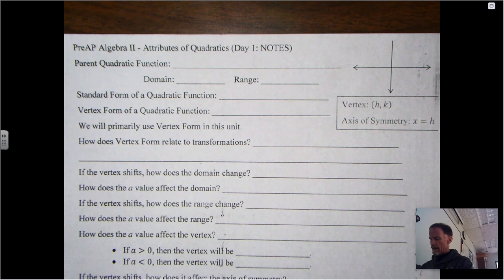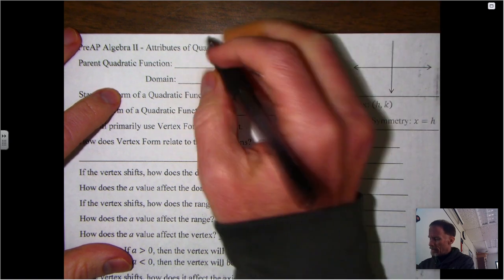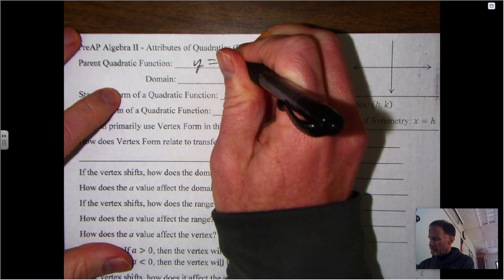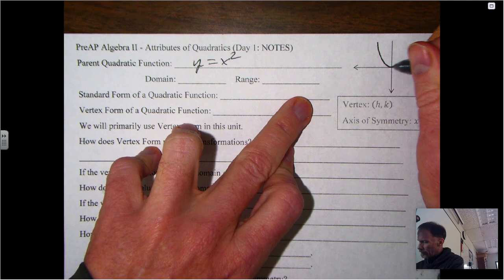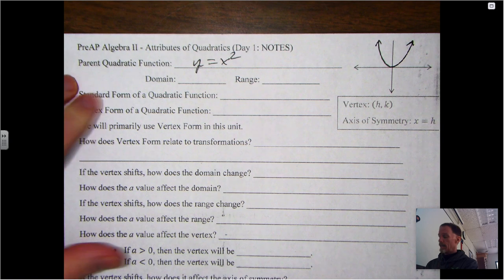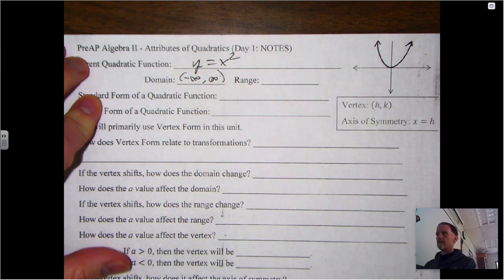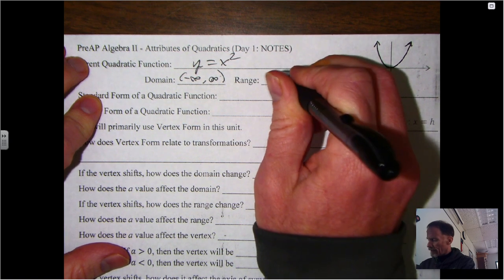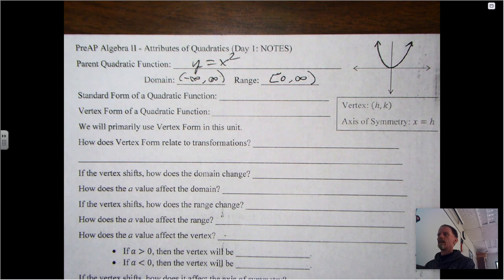So let's start by talking about the parent function, which we saw a couple weeks ago with all the parent functions. Remember, the basic parent function is just y equals x squared, right? And it looks like a parabola, that U shape where the bottom is at the origin. Remember the domain of that is all real numbers, from negative infinity to infinity, and the range of the parent function is just from 0 to infinity. We're going to generalize that in just a minute, so we can define the range of any quadratic.